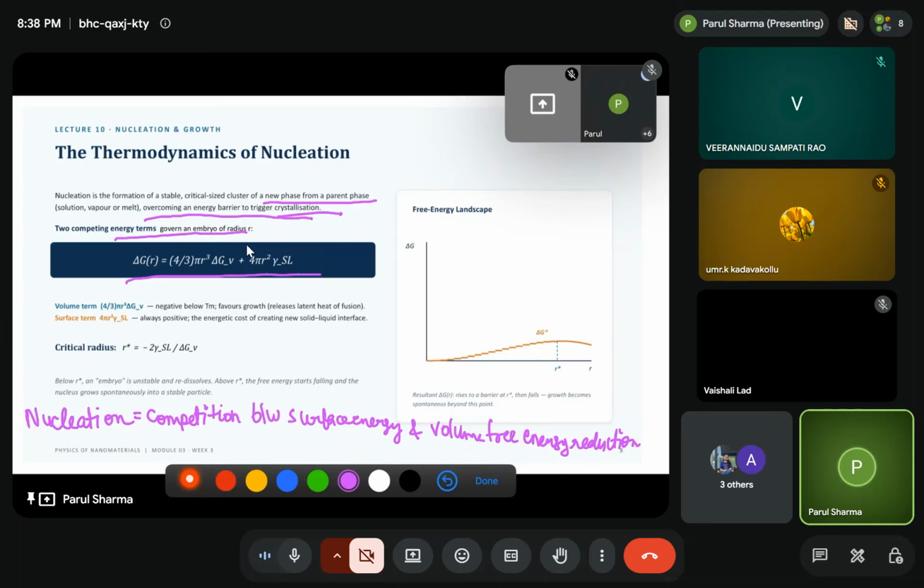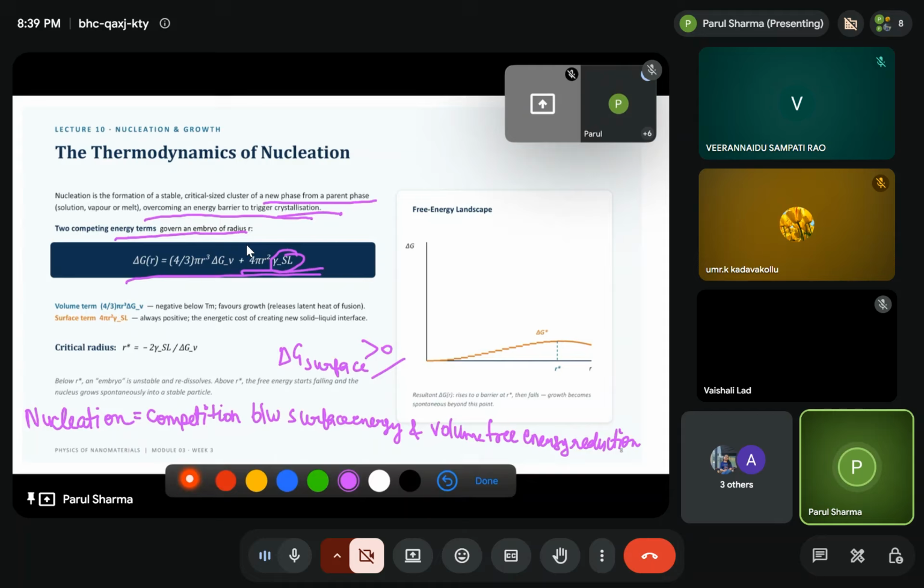One is from surface energy. When the new particle forms, it creates a new interface between the particle and its surroundings. So for this interface, delta G is greater than 0, because it requires energy. For a spherical nucleus, the area A is 4 pi r square. Therefore delta G surface is 4 pi r square gamma, where gamma is the surface energy or interface energy per unit area. So surface energy is proportional to r square.